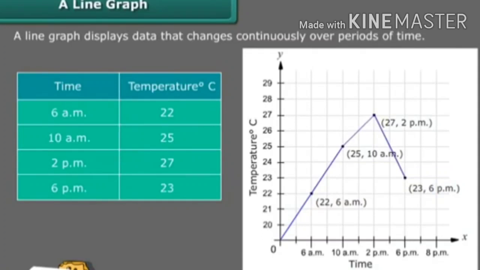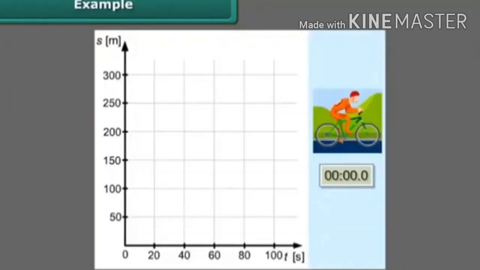From the graph, in between 10 a.m. and 2 p.m., we can find that the temperature increased by 2 degrees Celsius. This is the location-time graph for a cyclist. While plotting the graph, the short moments of time where the cyclist changed his speed were neglected. From the graph we can determine the location of the cyclist at a given moment.